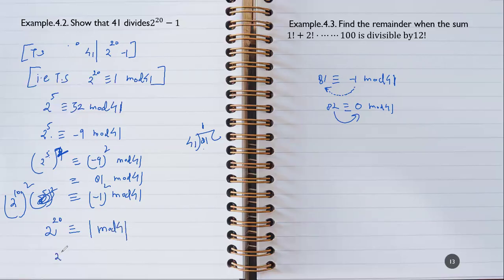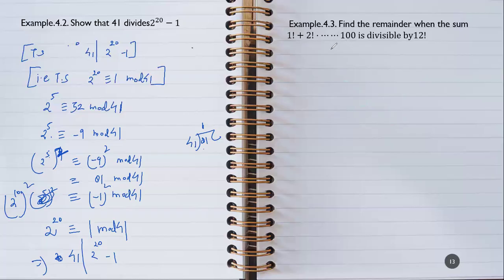Then I can say that 41 divides 2 to the power 20 minus 1. You got this point or not? Now take 1 minute to think about this question after noting this part here, and tell me how we can proceed further in this question.